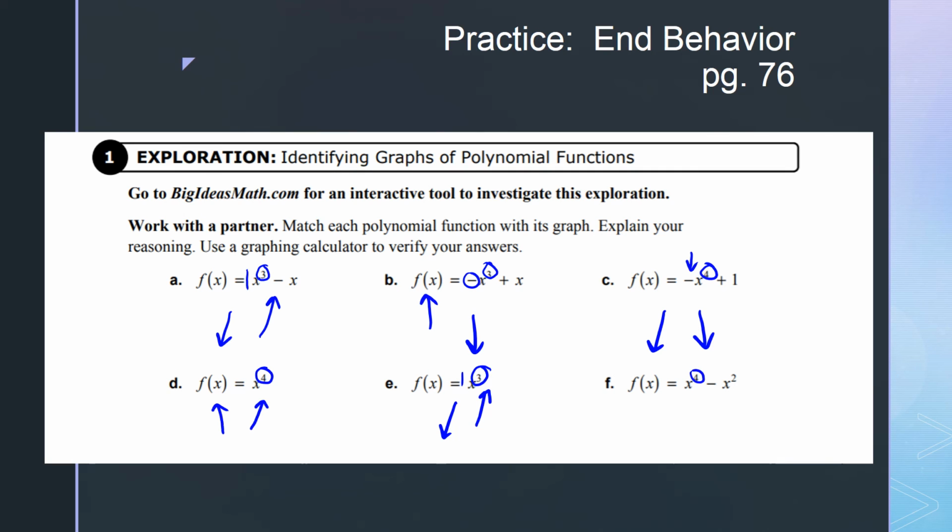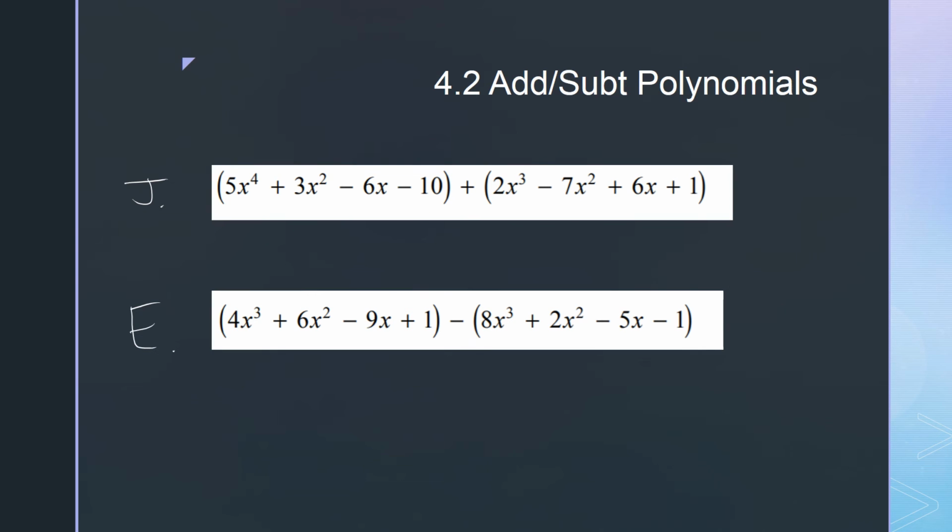And then this one is even and positive, which again will be up and up. Okay, so you see if you can match them just by knowing that part. Okay, so now we're going to go ahead and move into 4.2 because this is something that you already know.